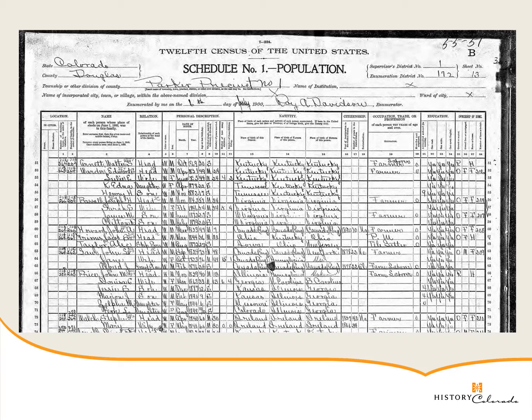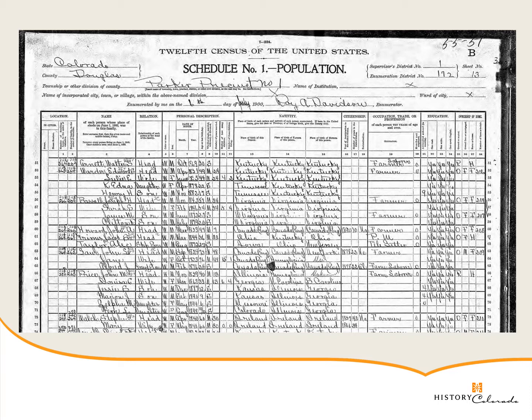Then it's the state or country where they were born, followed by the state or country where their father was born, and the state or country where their mother was born. What year they came to the United States, and if they were not born in the U.S., how many years they've been in the U.S., and what their immigration status is. Next column is occupation, number of months unemployed.